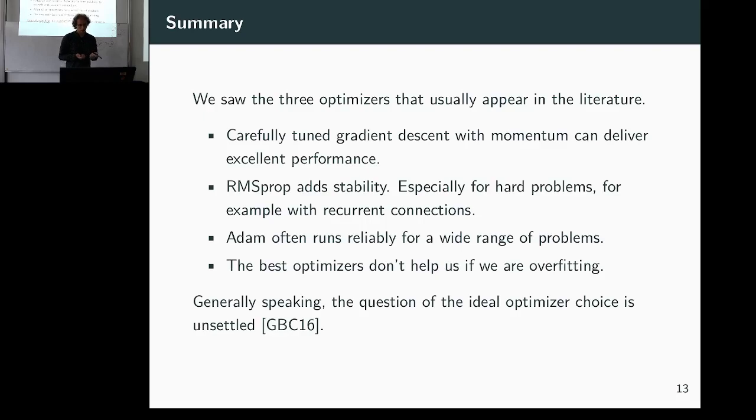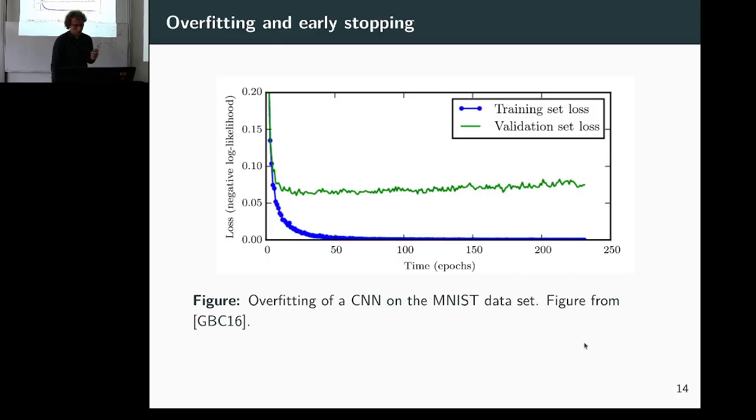But the best optimizers don't help us if we are overfitting. So if we have this very fancy optimizer, we are running the risk of doing too much. And this can cause us problems. So what was overfitting? And you saw this already, but here's a little reminder from the deep learning book. Overfitting happens when the training loss continues to fall, but the validation loss starts to rise.